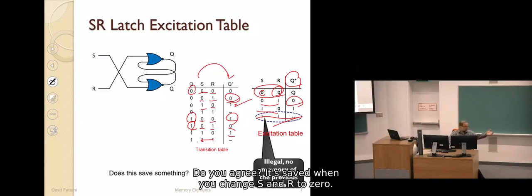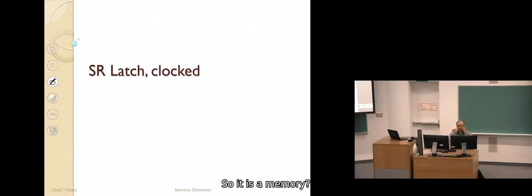So yes, it saved something. Do you agree? It's saved. When you change S and R to 0, it saves whatever it has. So it is a memory. So Q plus means the next state. If it's 0, then Q keeps the same state, so the next state Q plus is Q.